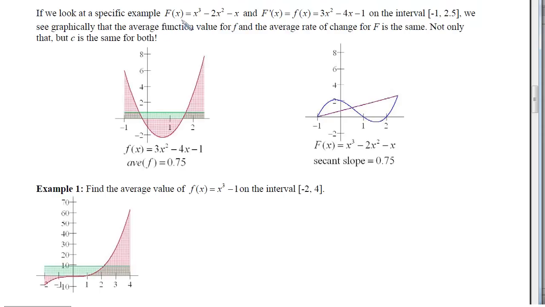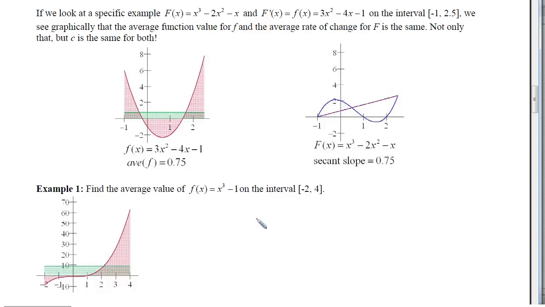If you look here, you can see that we have a specific example where capital F is x cubed minus 2x squared minus x, and its derivative, which is little f, is 3x squared minus 4x minus 1. I've graphed both little f and capital F on the interval from -1 to 2.5. Now we can see graphically that the average function value, which is 1 over 2.5 minus -1 times the integral from -1 to 2.5 of little f, is going to be 0.75. And on the big F's graph, we can see that the secant slope is also 0.75. And it turns out that the c values, the places where the secant slope and the tangent slope are the same, which should be here and here, are the same places where the height of little f, or the output, is the same as the average function value. So not only are the theorems equivalent, but the values of c that you find from both are the same.